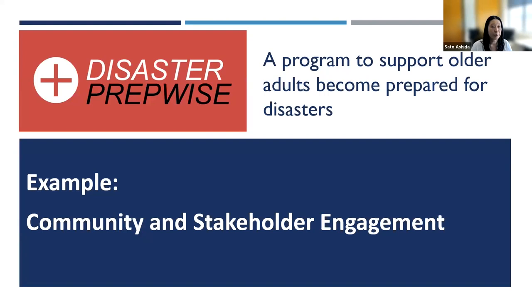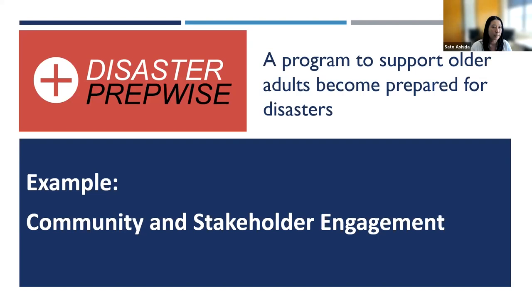So now I want to talk about a couple of different projects in which I engage community stakeholders. This first one is called Disaster Preparedness. This program is developed to help older adults prepare for disasters. And we had a series of projects under this program, because all of the projects were informed by stakeholders at each step.